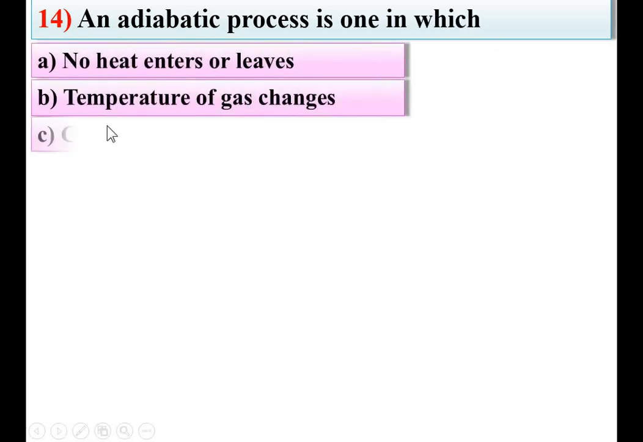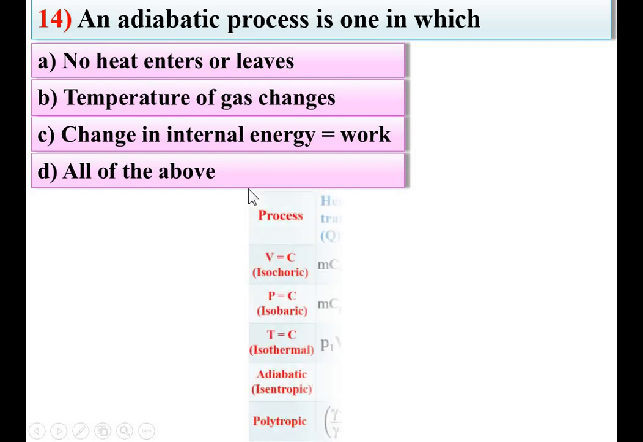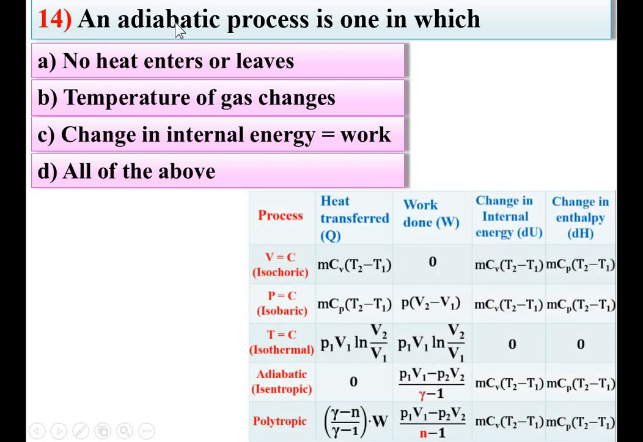Next, an adiabatic process is one in which: no heat enters or leaves, temperature of gas changes, change in internal energy is equal to work done, or all of the above. So let me show you one important note. For the adiabatic process, you can see over here, no heat enters or leaves, that means heat transfer is 0. So the first one is right, and it is not a constant temperature process. So temperature is changed. So B is also the right answer.